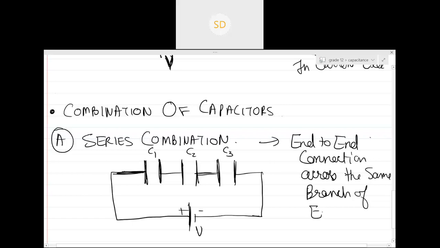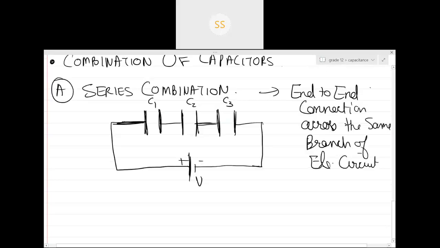For example, in this electric circuit which I have given in the question, how many branches are there? Only one branch is there, no? Can you see only one loop is there? A single wire, which is having everything in series.